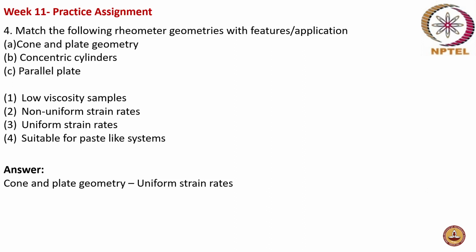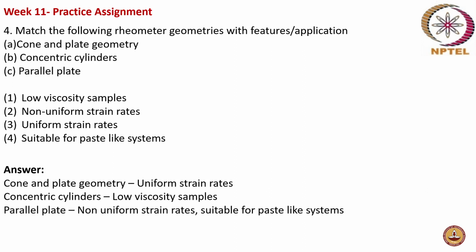But there's one more thing: in cone and plate geometry, the top plate is conical in shape, so the gap between the platens is restricted to less than 0.5 mm. If you use paste-like systems here, there is a probability that the sample will get thrown out, whereas in a parallel plate you can adjust your gap from 0.5 mm to 1 mm. In that case it is more suitable for paste-like systems. That's right. So parallel plate is for non-uniform strain rates, and it is also suitable for paste-like systems. Got it.